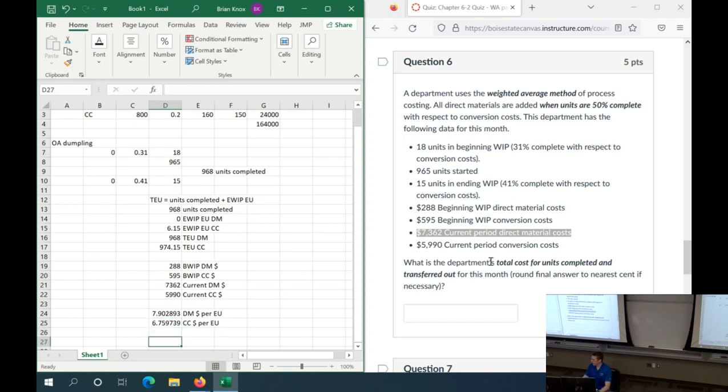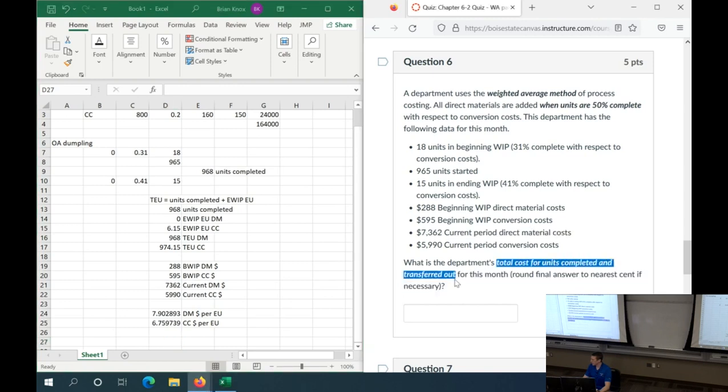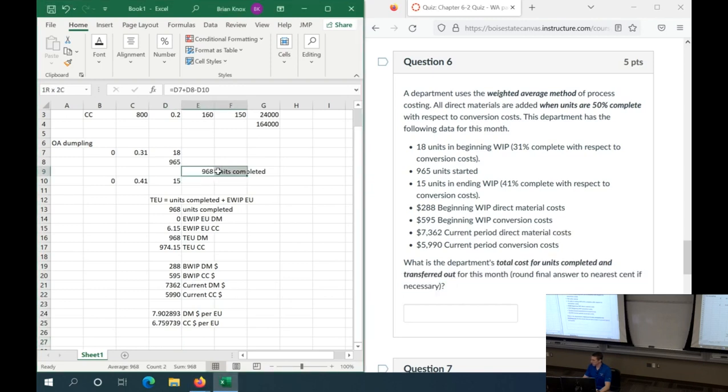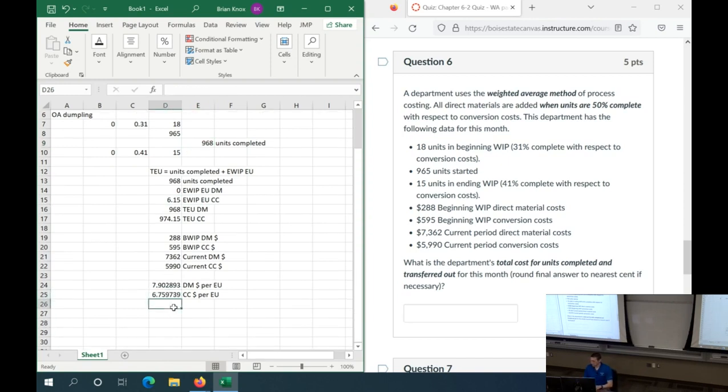So now we need to figure out total cost of units completed and transferred out. Well, we figured out units completed back up here. And that's all we need for weighted average. Again, we've noted, hey, this is weighted average, not FIFO. So we're going to take this number right here. We're not going to try and figure out how much of those units completed were completed with this period's rates, which we do in FIFO in a week or two from now. We can just take the units completed there, multiply it by the rate.